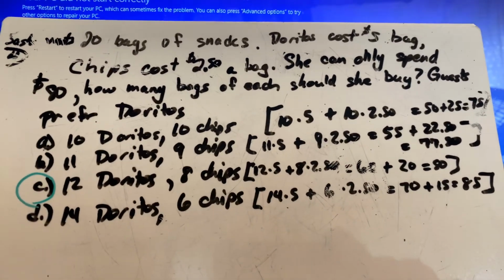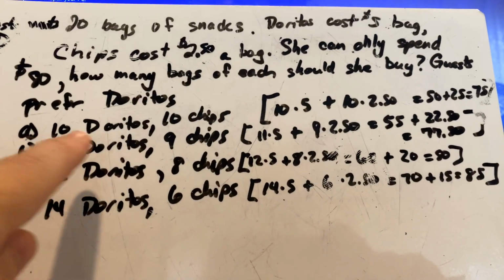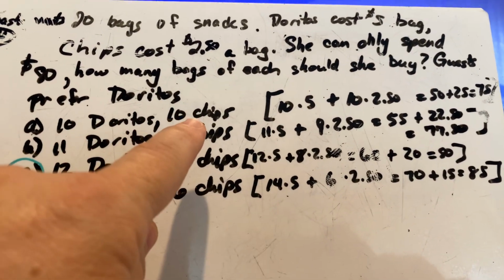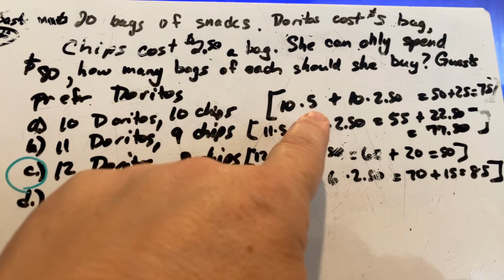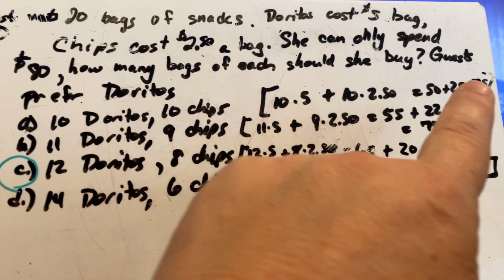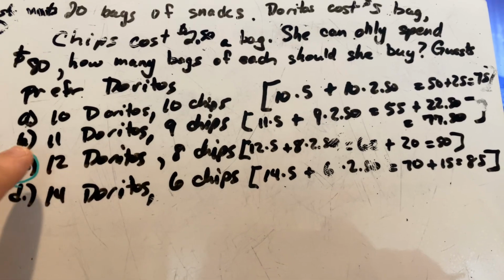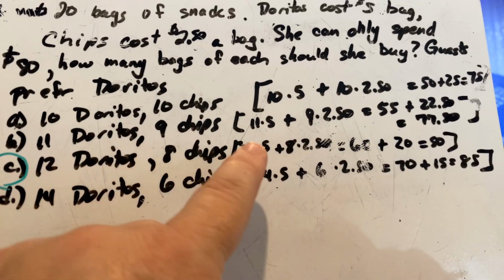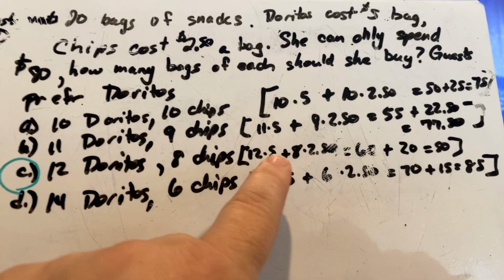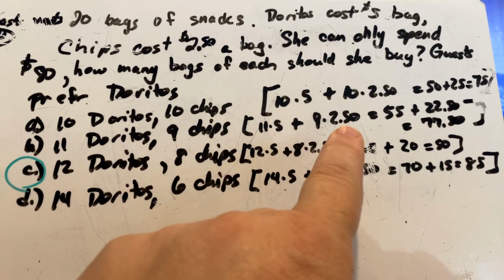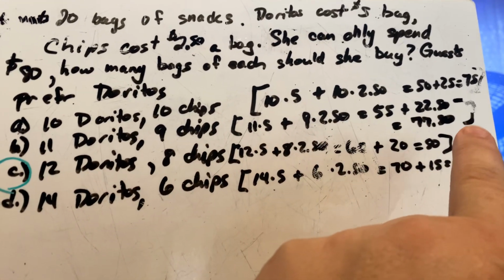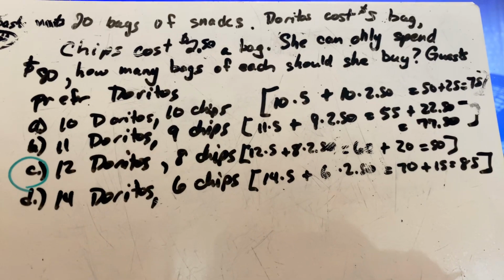The guests prefer Doritos. So we have A, which is 10 Doritos and 10 chips. 10 times 5 is $50, plus 10 times 2.50 is 25. 50 plus 25 is 75. Option B, we have 11 Doritos and 9 chips. 11 times 5 is 55, plus 9 times 2.50 is 22.50, for a total of 77.50.